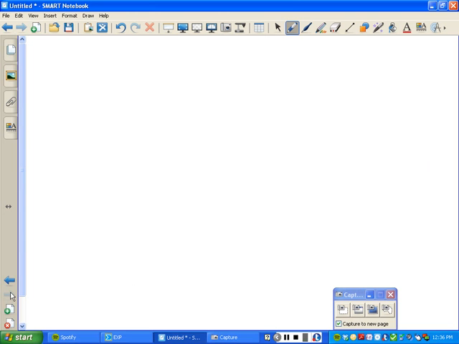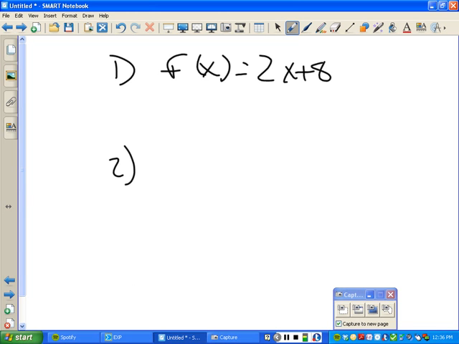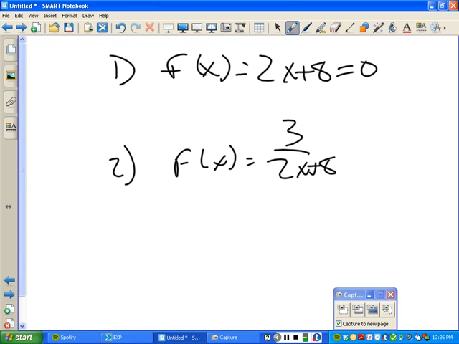One test question will say this. Find the domain for f of x equals 2x plus 8. Next question would say f of x equals 3 over 2x plus 8. And what happens to most people who are relatively uninformed is they just set everything equal to 0. Like that's their go-to move. I'm setting it equal to 0. Why? Well, he does it in class.